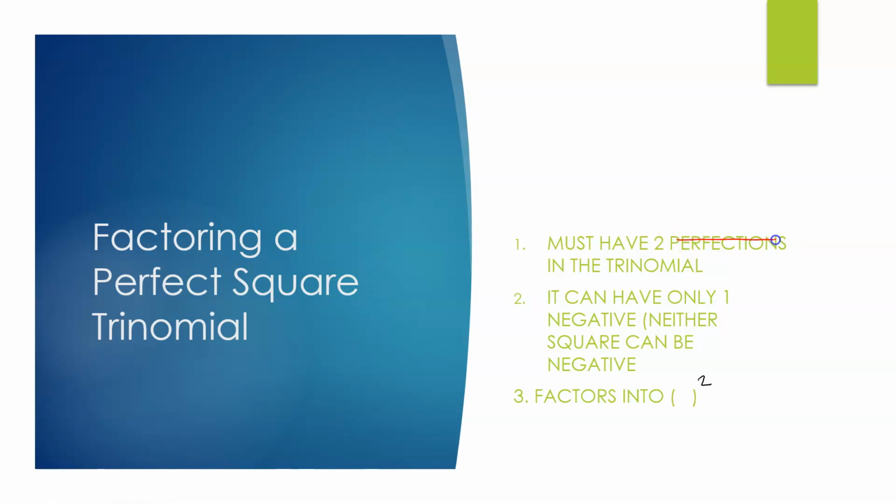This must have two perfect squares in the trinomial. It can only have one negative. Neither of the squares can be negative, so your center term has to be negative. This factors into this pattern. So I'll show you some examples.